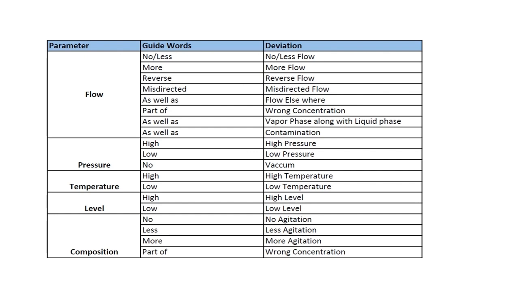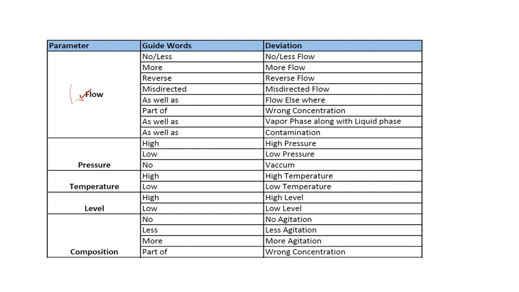So as we all know, the parameters in the HAZOPs are different process parameters, for example, flow, pressure, level, composition, etc. Now, flow is one of the process parameters, and what will be the guide words? So guide word can be no or less. So when you combine the parameter with the guide word, it becomes low or less flow.